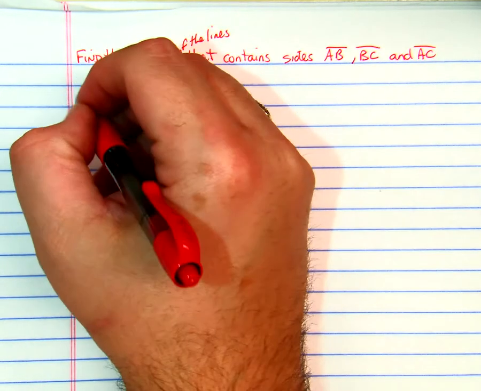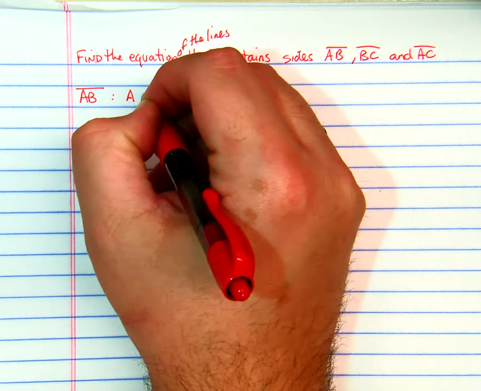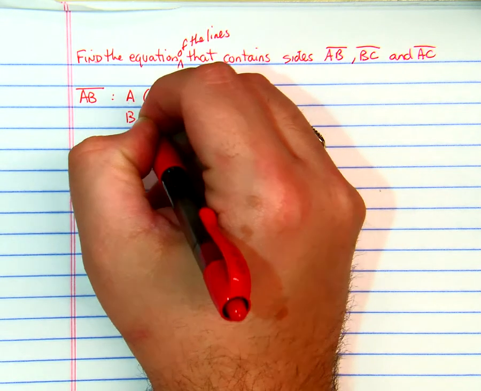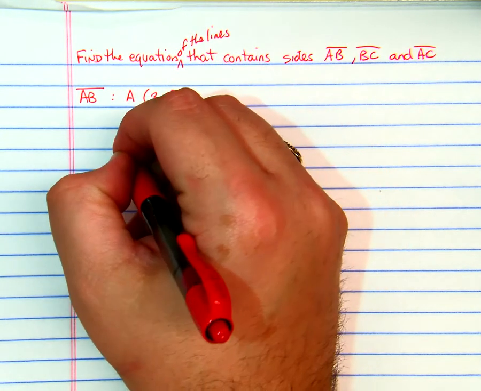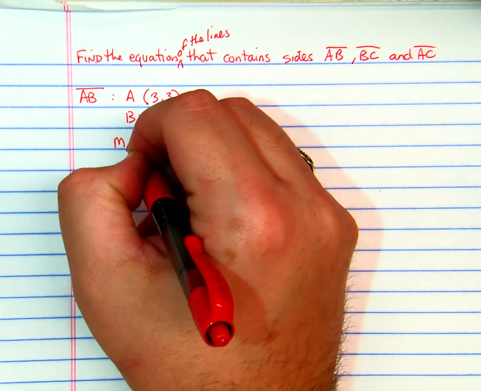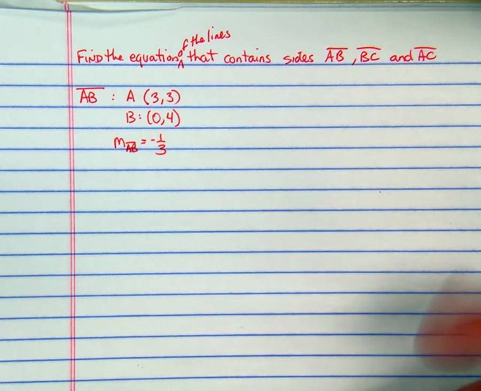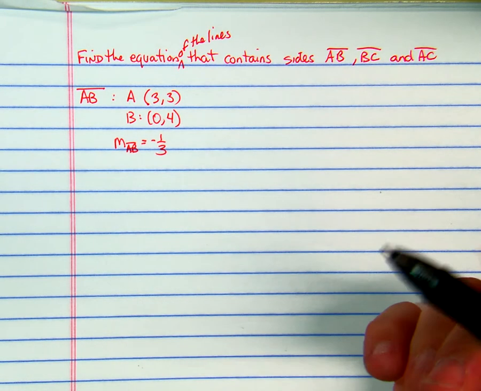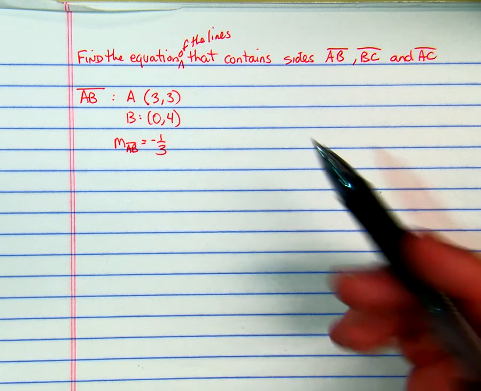Now, for AB, what I know is A has the coordinates 3, 3. B has the coordinates 0, 4. I also figured out the slope of AB was equal to negative 1/3. Now, does anybody remember how you figure out the equation of a line if you know 2 points and a slope?